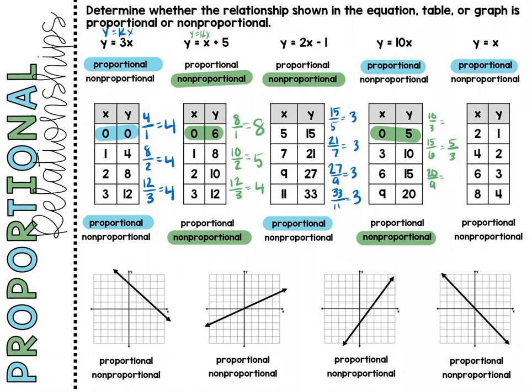Okay, and then the last one, remember it's y over x, so 1 over 2, 2 over 4, 3 over 6, and 4 over 8, and those all reduce to 1/2. So yes, that is a proportional relationship.